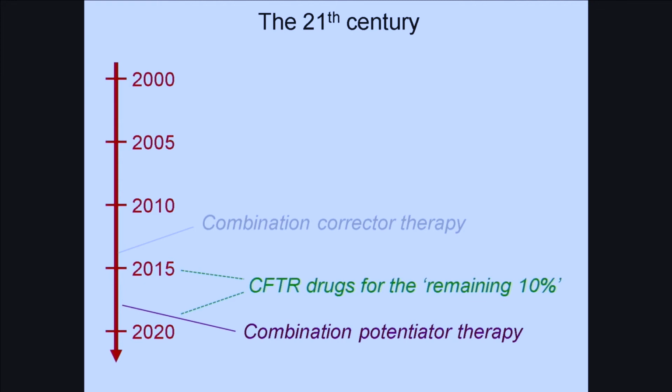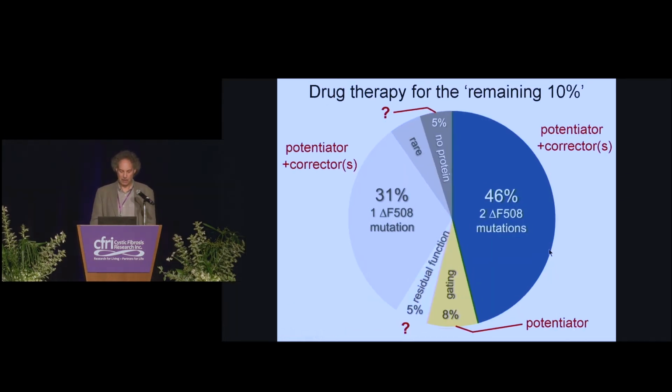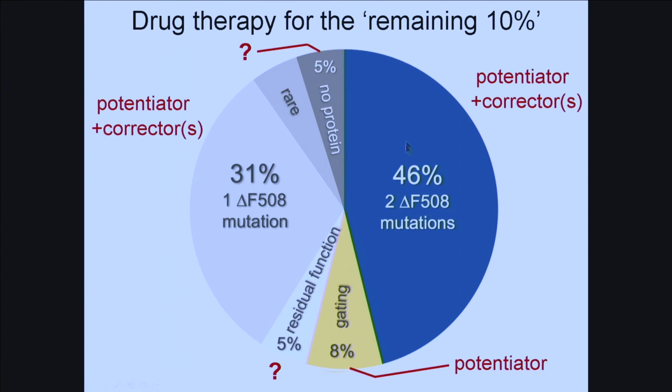So going on with the 21st century, after working out combination corrector therapy, we became interested in drugs for the remaining 10% of CF patients. And what do I mean by this? So the vast majority of patients are either homozygous or have one allele with the delta F508 mutation. And as I said, the hope would be that a potentiator plus a combination of correctors would be effective for this group. But there's several other groups. First of all, the gating group, for which potentiators can be very effective.